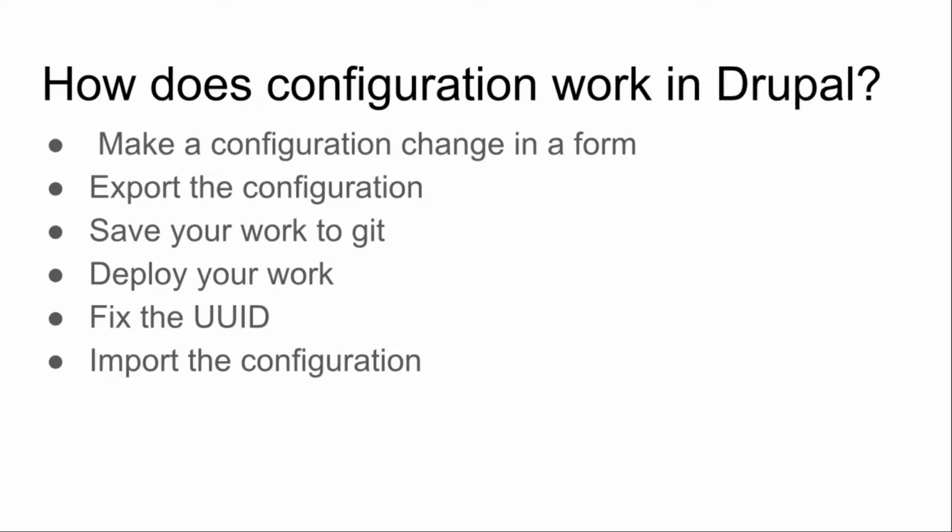But here's the thing, we want to save our work with configuration. So first we make that configuration in the database, and then we export our work from the database into text files. Once we have that in text files, we save our work, usually with Git. Some people use SFTP, but we save our work to Git. We go through a deployment process to get that work to production. And then if you're sharing configuration between 2 sites or deploying to a site that's a little bit different than the one that you've got on your local laptop, you're going to have to do one little step where you fix the UUID in that configuration so that it matches the site you're deploying it to. There's several different ways to do that. And then finally, you go to that production site and you import the configuration.